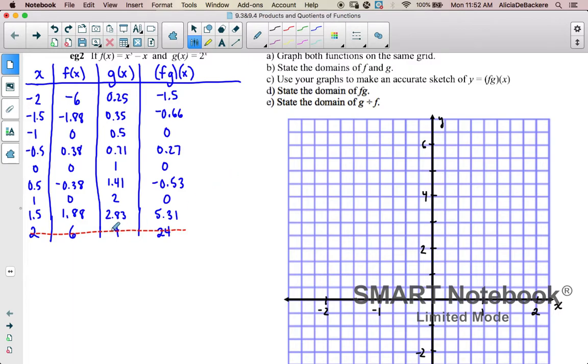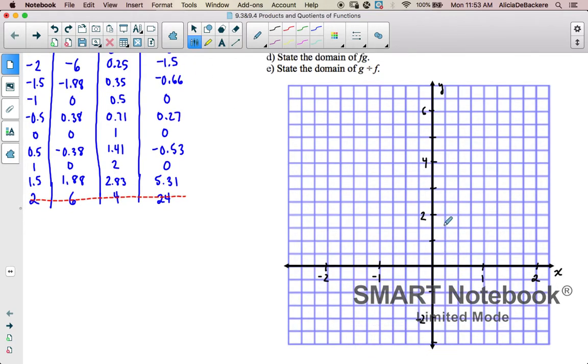I just need to plot my points. So I'm going to use colors here to help me out. I'm going to do f of x in black, and then I'll label it as well. So again, for my f of x, I can't see the -2 value, but at -1.5, I'm at -1.88 and 0. Then at a half, I'm at 0.38, 0.